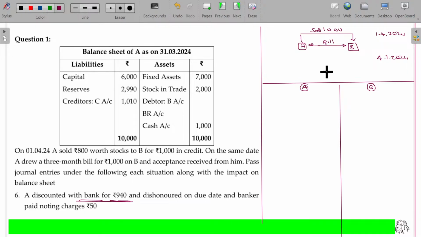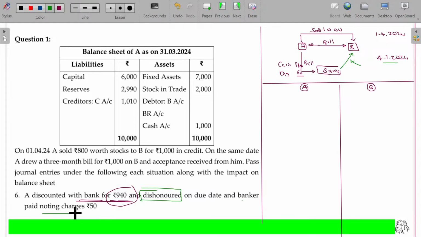And banker, A has given this bill, gets cash rupees 940. Another 60 rupees may be the discount. On maturity, banker has to approach B on 4/7/2024. But on maturity, the bill got dishonored. B has not honored. So he approached B with the bill and it gets dishonored.